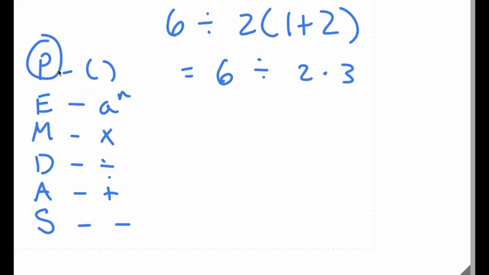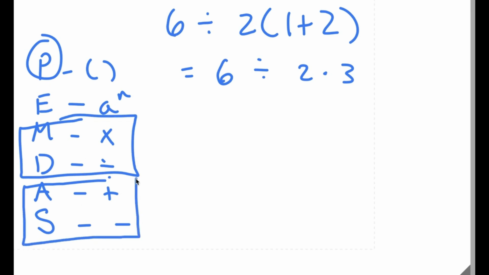Next, we again look for parentheses. There are none. So now we go down to exponents. Are there any exponents here? No, there aren't. So now we're going to go down to multiplication. And for multiplication and division, although it's written like this, these two are actually in the same box. And same goes with addition and subtraction.